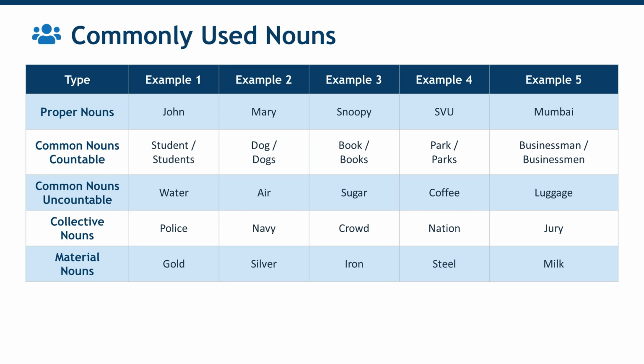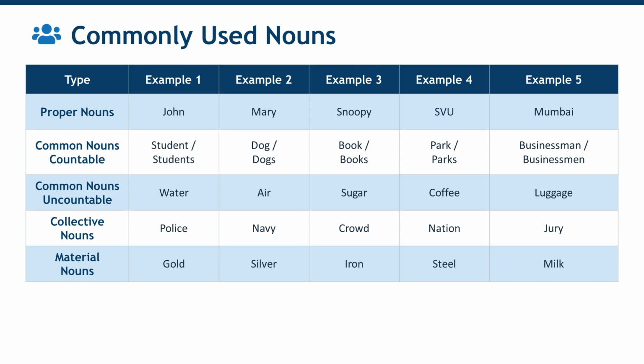Next, we have common nouns. These can be countable, like student, dog, book, park, and businessman. Common nouns can also be uncountable, like water, air, sugar, coffee, and luggage.